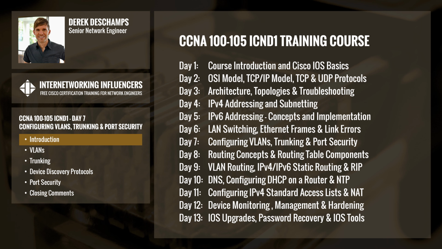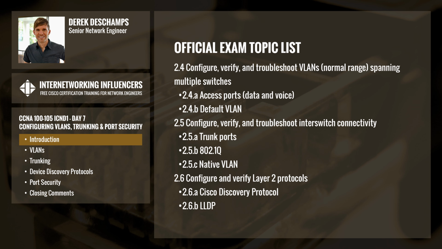The Internetworking Influencers CCNA 100-105 ICND1 training course is comprised of 13 videos, each focusing directly on a set of specific items on Cisco's official exam topic list. Today's episode will cover item 2.4, configure, verify, and troubleshoot VLANs in the normal range spanning multiple switches, including access ports for data and voice, and the default VLAN.